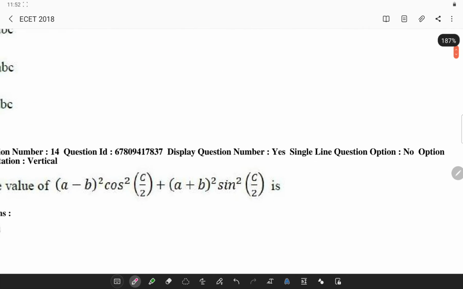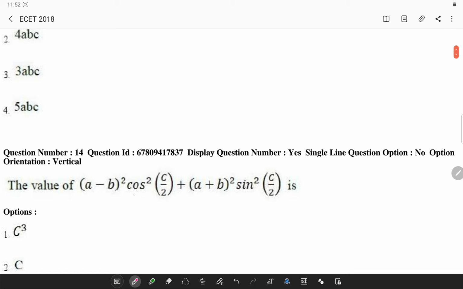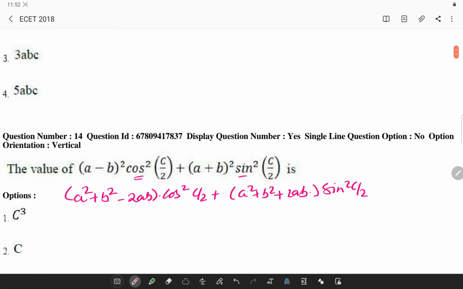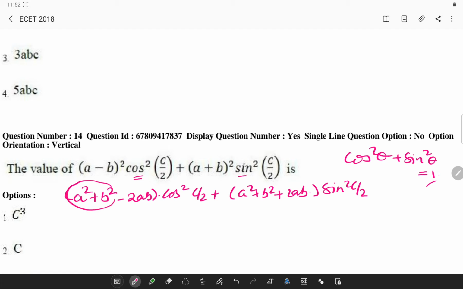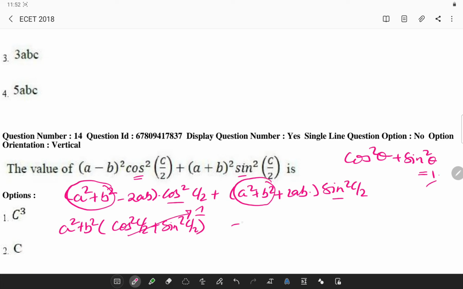Now let's go back to the next question, which is also from triangles. However, here we can see the cos square and sin square terms. So I can simply write this as a square plus b square minus 2ab into cos square c by 2 plus a square plus b square plus 2ab sin square c by 2. So since I remember cos square theta plus sin square theta is equal to 1, this particular part and this particular part, if I take common, I have cos square c by 2 plus sin square c by 2, which is equal to 1, and I'll be left with minus 2ab cos square c by 2 plus 2ab sin square c by 2.